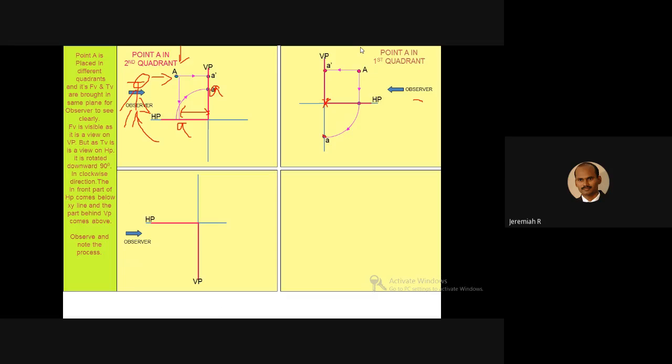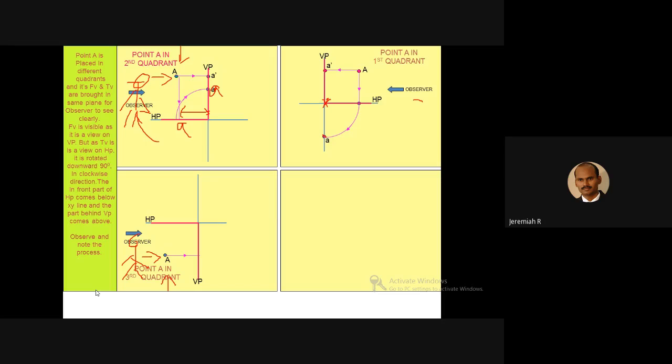Okay, so HP and VP, horizontal plane and vertical plane. There is a point in the third quadrant. Now the observer, you are the observer. You have to see from here. This is your front view. Top view means you have to see from here. The point is that. So this is a front view.